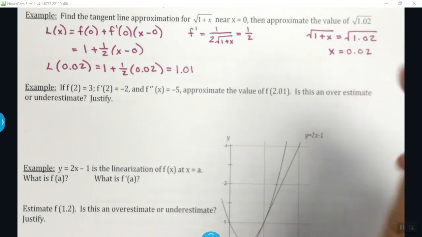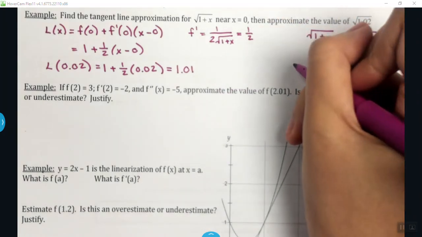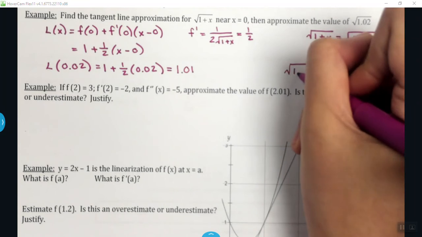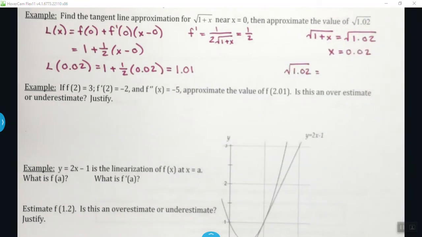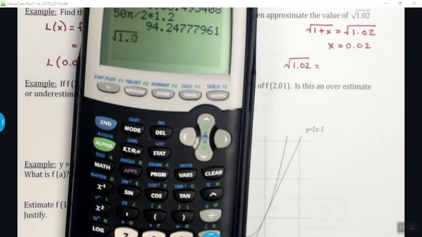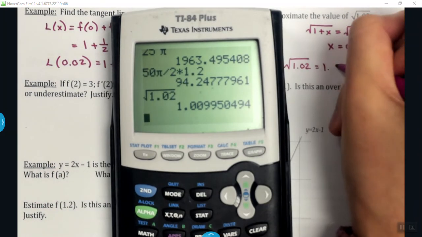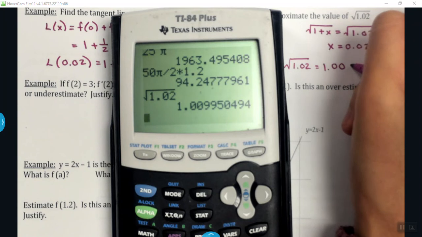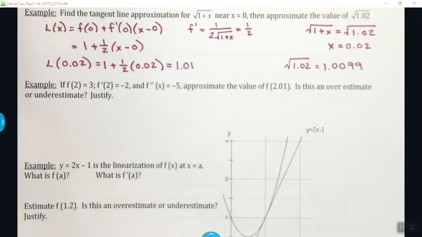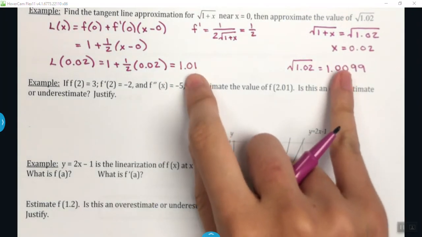Well, actually, what is 1.02? Square root of 1.02 is... 1.099. 1.0099. This is not too bad.